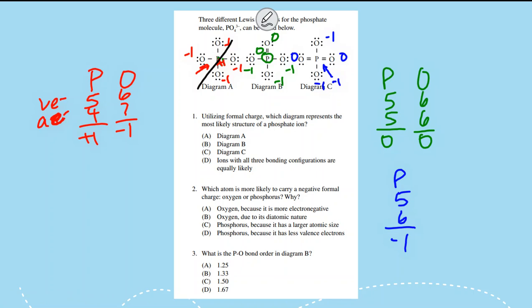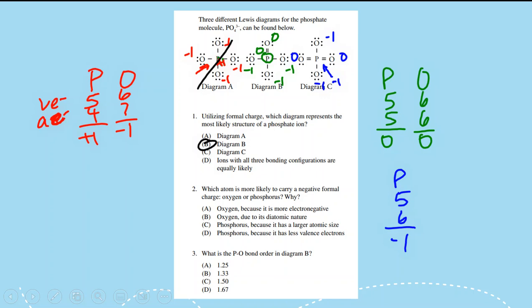We want the negative ones on the most electronegative. So do we want one on the P? No. So we're going to go with C. No, I'm sorry. We're going to go with B, right? B gives us a 0 for the P, so we want B because the P is 0. The double bonded one is 0, and then the other 3 are on oxygens there.